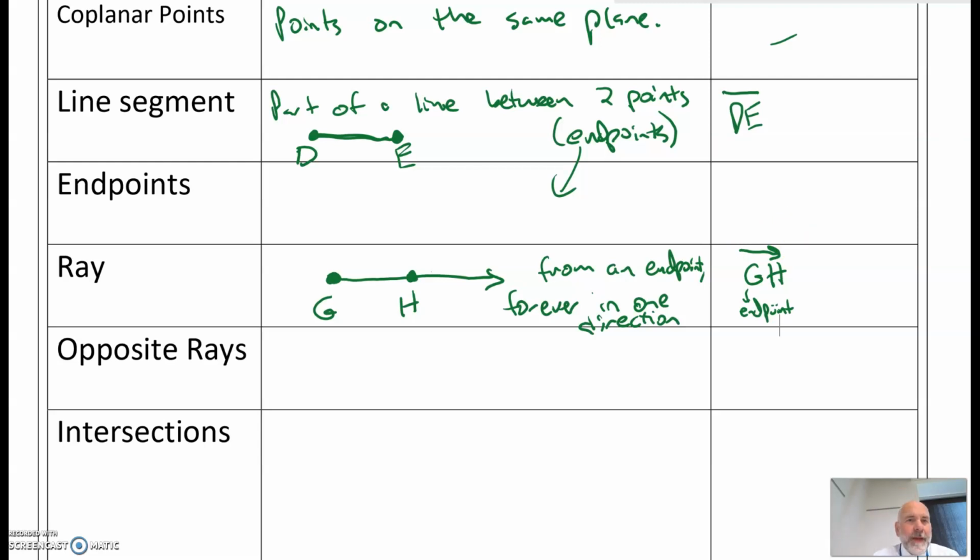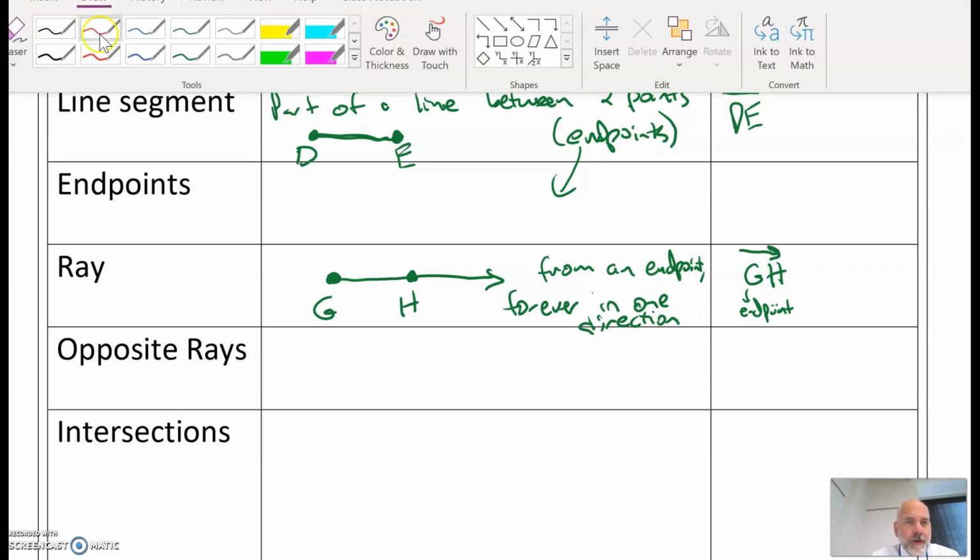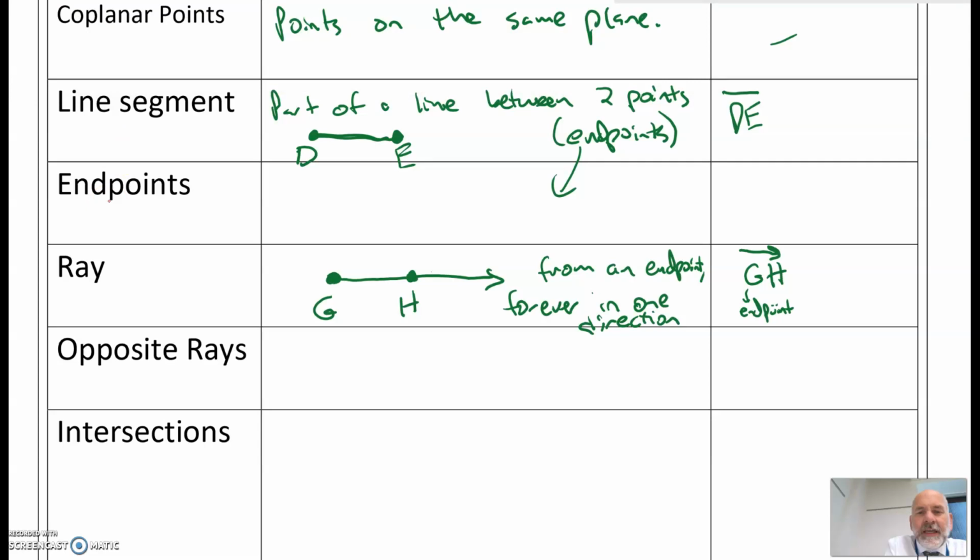Now, if you were talking about, let me just change colors really quickly. If you were talking about this ray right here, starting from H and then going forever through G, that would be HG with the ray on top of it. For some reason, people always draw the rays pointing right on these. Don't know why. And it always starts with the endpoint.